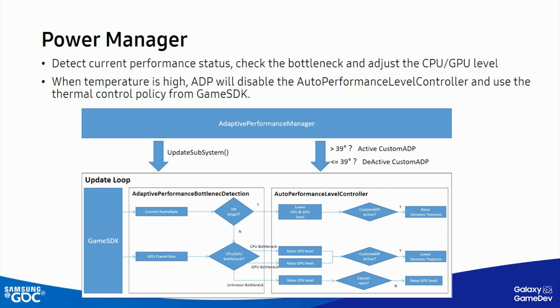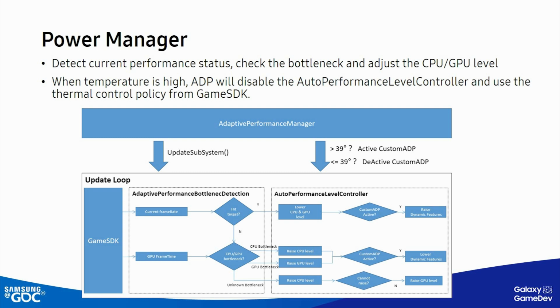Now, let's discuss how Adaptive Performance works. For short, in the next few pages, we're going to refer to Adaptive Performance as ADP. The first important part of ADP is the Power Manager. ADP Power Manager can detect current performance status and check bottlenecks against current GPU and CPU levels. It contains two parts, Auto Performance Level Controller and Thermal Control.